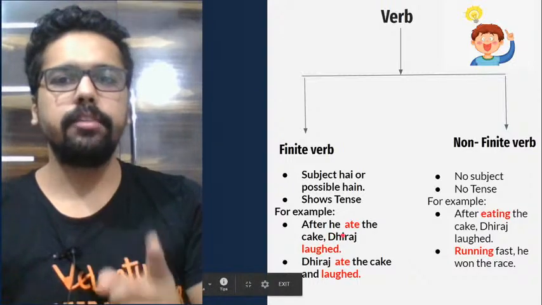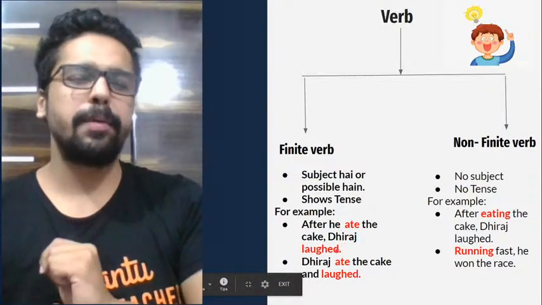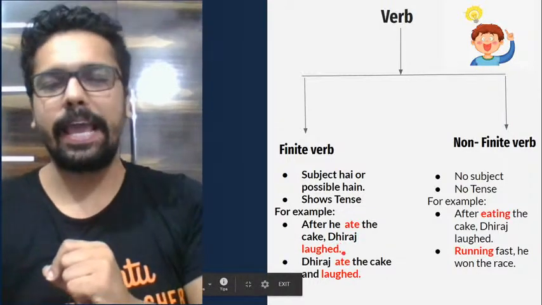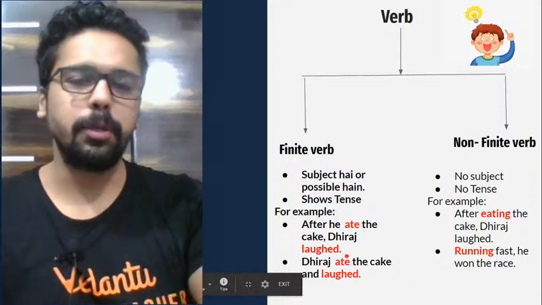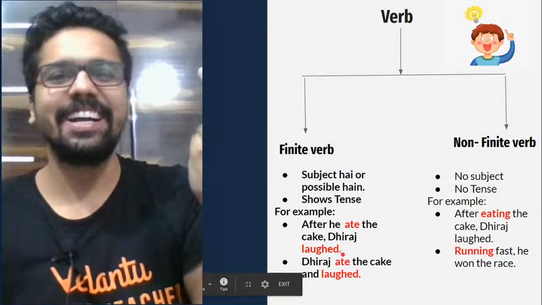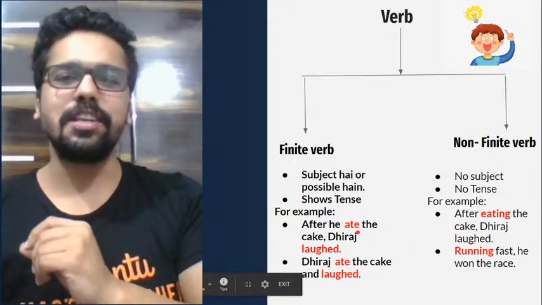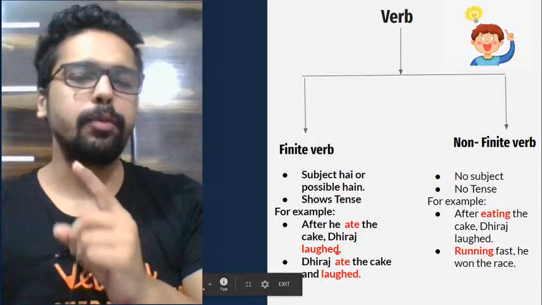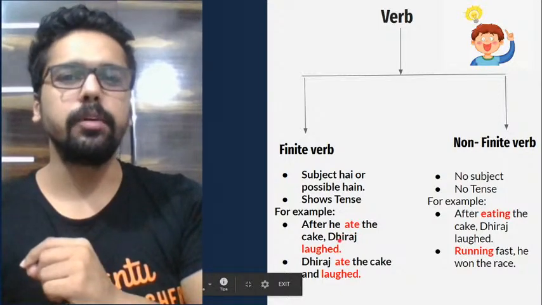See, look at this here. After he ate the cake, Dhiraj laughed. Maybe there was something mixed in the cake. Maybe some laughing powder or something like that. So you see, after he ate the cake, Dhiraj laughed. So the word ate and the word laughed, these are finite verbs.